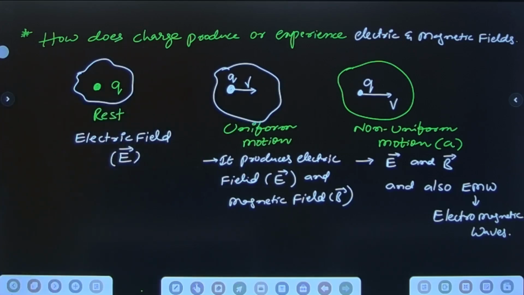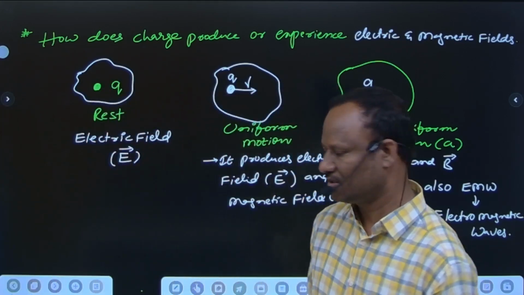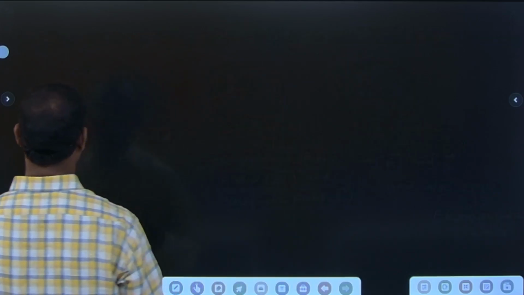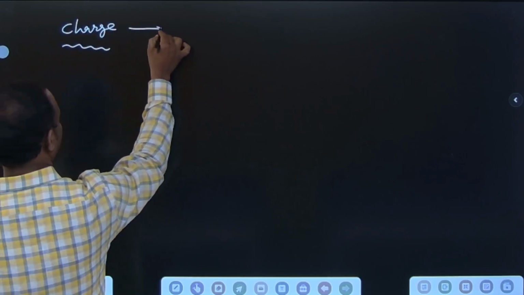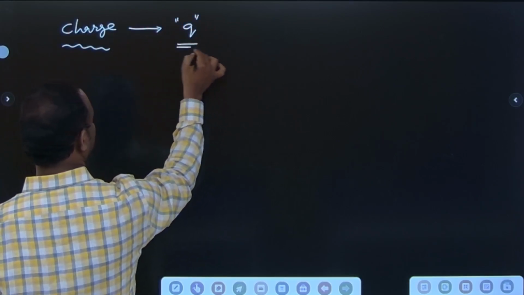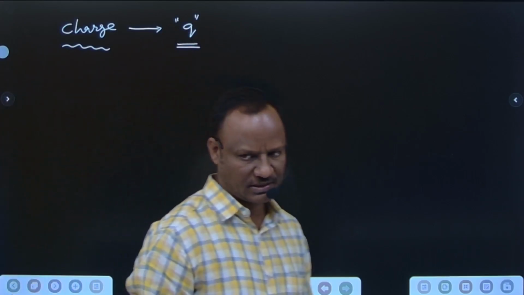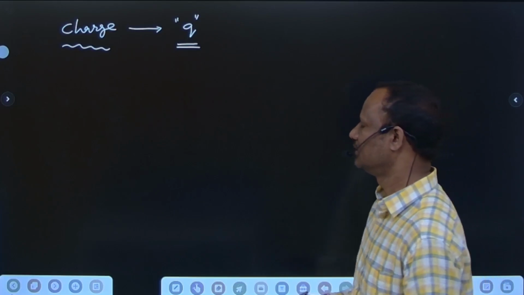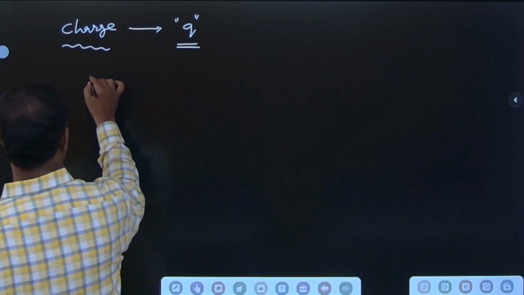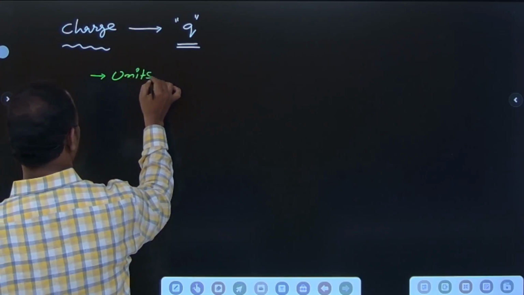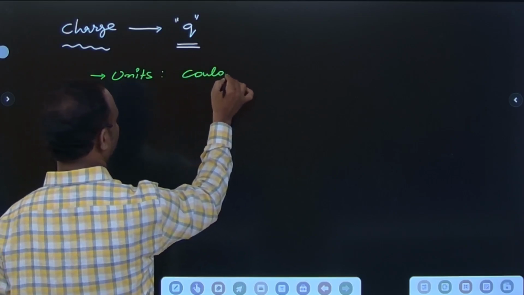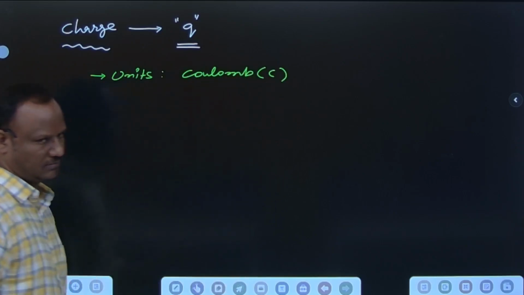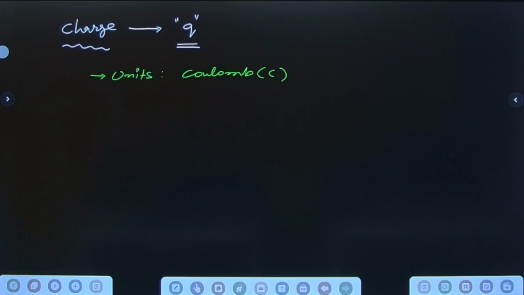Okay, so next one here. What about the unit of charge? What is charge? What is the unit of charge? Charge is Q. Sometimes we can represent it as capital Q or small q, no issue on this. It's a charge. The unit of charge is coulomb, C. So charge is measured in coulomb.